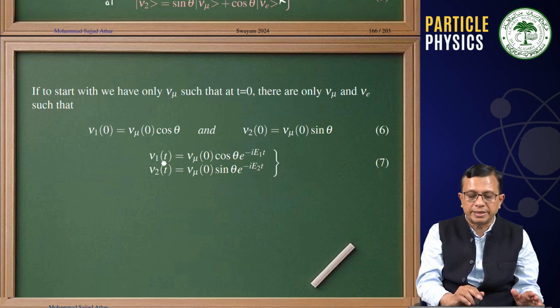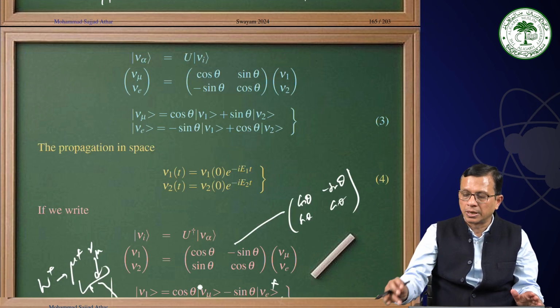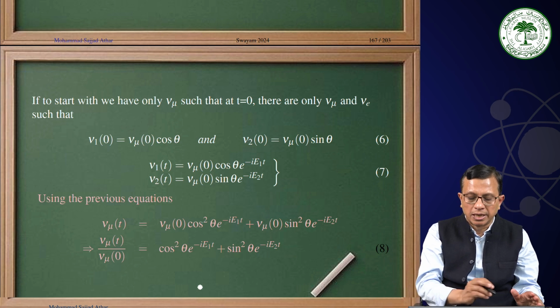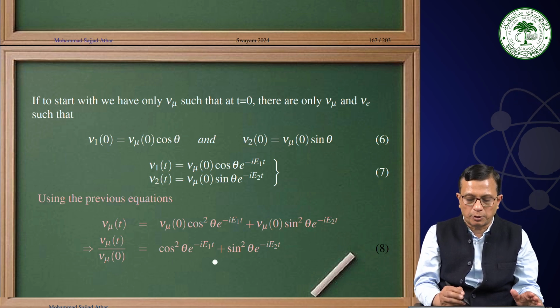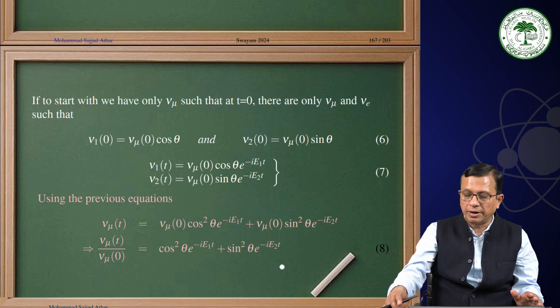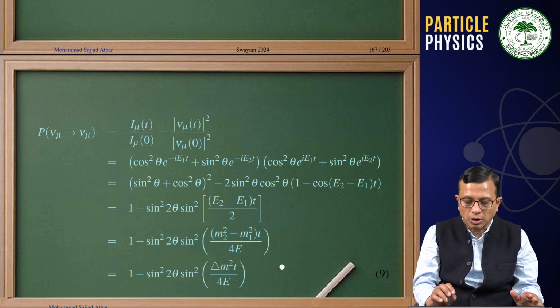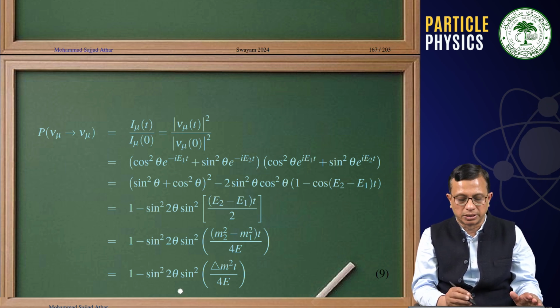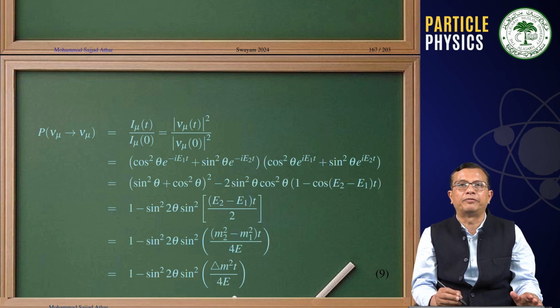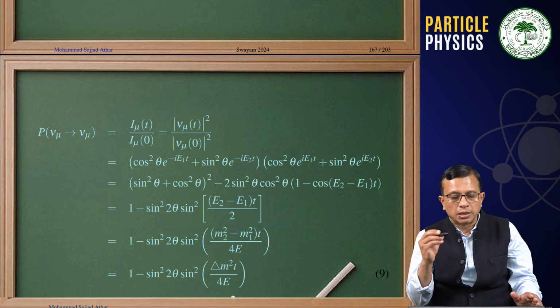And then we wrote nu1(t) as nu mu(0) cos theta e to the power minus iE1t. Then we obtained the amplitude of muon-type neutrino at time t, given it was a muon type at time t equal to 0. This was cos square theta e to the power minus iE1t plus sin square theta e to the power minus iE2t. Once we have this, we got the intensity, which is the square of the amplitude, and this we solved and found that it is 1 minus sin square 2 theta times sine square of delta m square t by 4E. This is the formula for nu mu that remains nu mu.